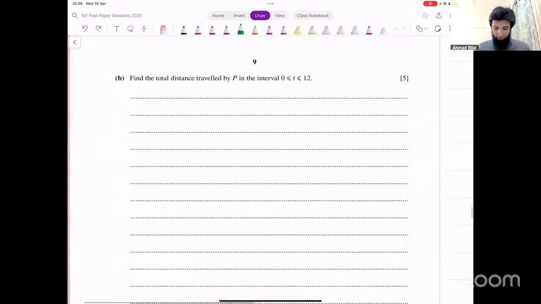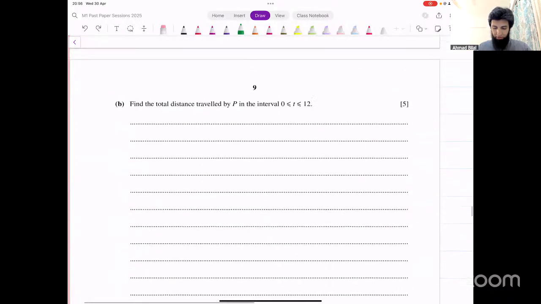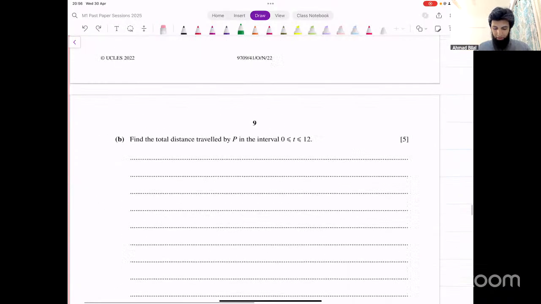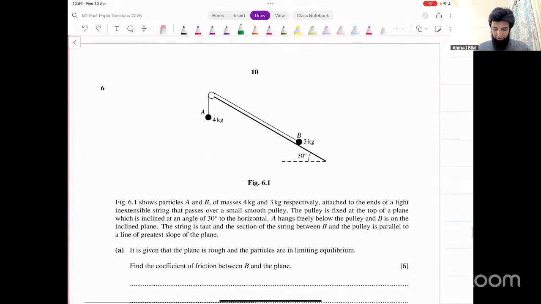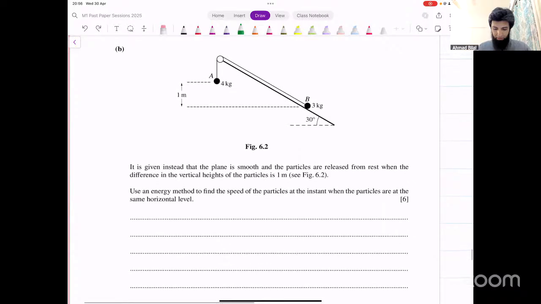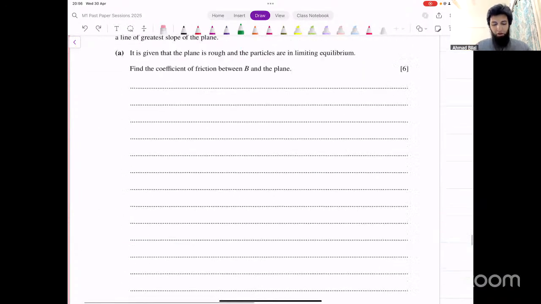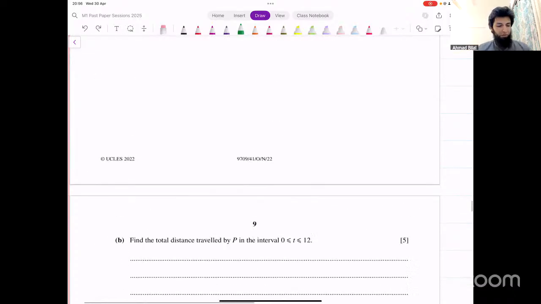Question 5 is about kinematics, and then they're asking about total distance traveled in this interval. Okay. Question 6 is about limit and equilibrium, and then this. Okay. All right, let's have a look at these two questions from this paper.